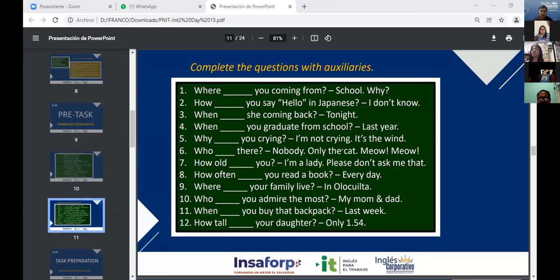Can you see the screen? Yes. Okay. And the first question is, where are you coming from? No, it's this page. The second. Two. What? Do. Auxiliary. Okay.